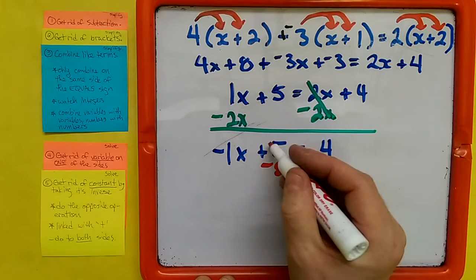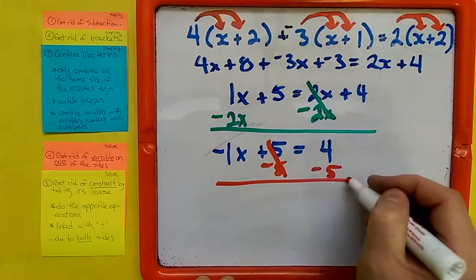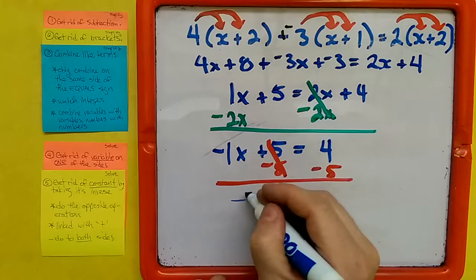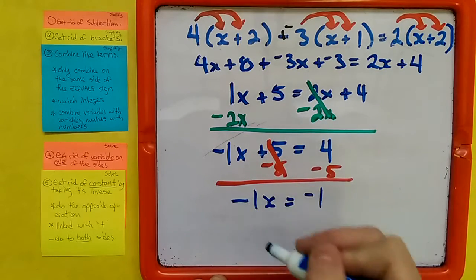Positive 5 and negative 5 gives us 0. What I do to one side, I'm going to do to the other side. I'm going to end up then getting our negative 1x is equal then to negative 1, and I'm almost done my question.